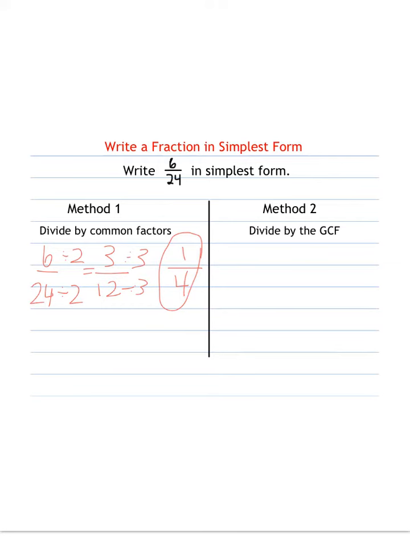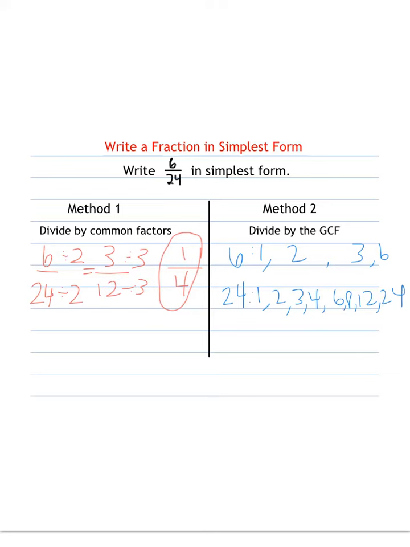Now the second method is to divide by the greatest common factor. So we look at 6 and 24 and we find the factors for them. The numbers that go into 6 are 1 and 6, 2 and 3, and I think that's all of them. For 24 we have 1 and 24, 2 and 12, 3 and 8, 4 and 6, and I think that's all of them.